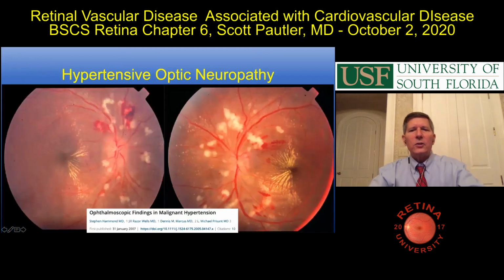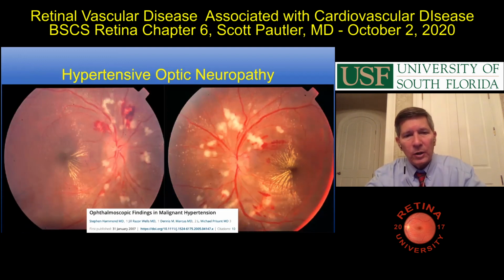And here's a nice classic case of optic neuropathy with disc edema. Again, I don't think you would have too much of a problem diagnosing this as being from hypertension with all these other changes. It isn't just optic disc edema in itself. You get other associated retinopathy that clues you in to hypertension.